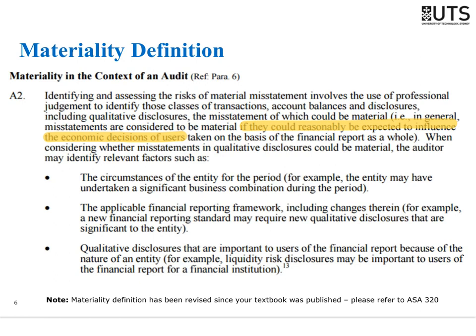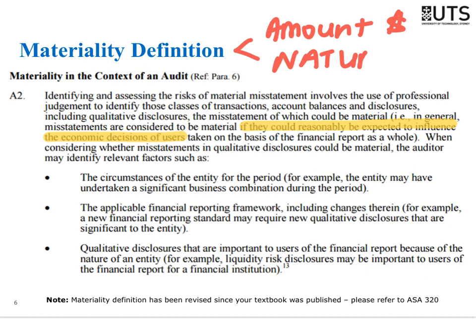Now, the other thing I want to mention, and we have spoken about this before, is that a misstatement can be material, guys, based on its amount. So it could be deemed to be significant because it's a big dollar amount, but it can also be deemed significant because of its nature. It might not necessarily be the dollar amount of the misstatement, but the nature of the misstatement itself. Ladies and gentlemen, best example, fraud.